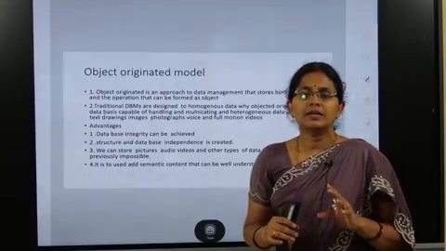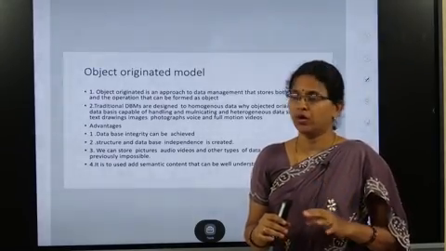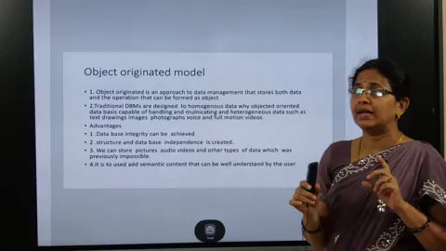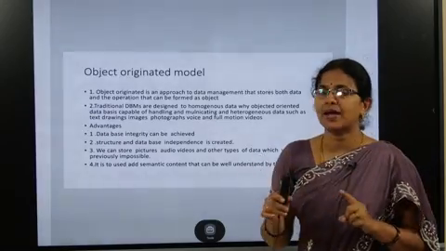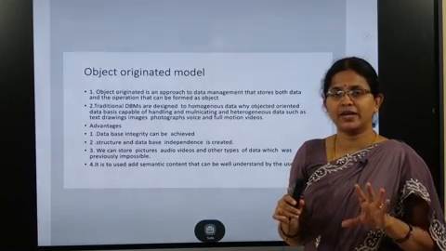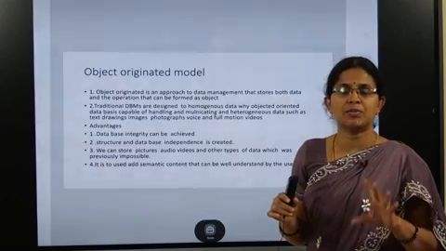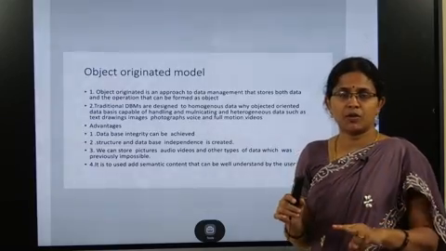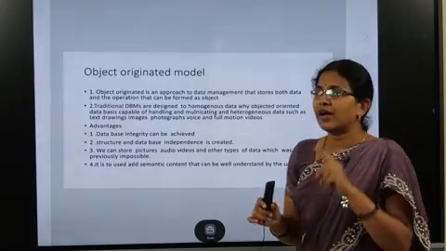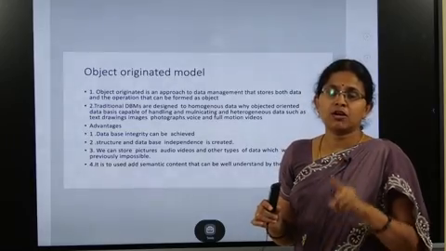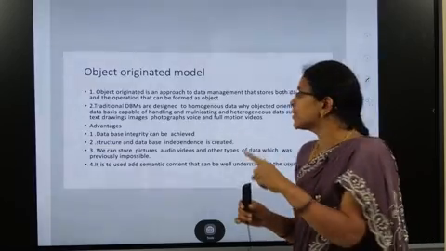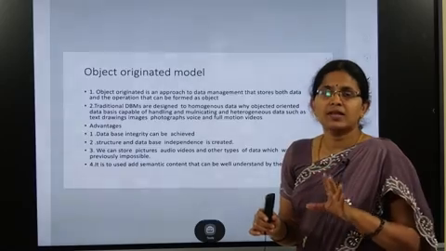Next third model, that is object oriented model. So it is an approach to data management that stores both data and operations that can be formed as an object. Up to now we had seen only relationships and how we can state the relationship among different entities by using the hierarchical model and network model. But when you come to the object oriented model, here we are defining both data and its operation, because object is one which specifies the data and also its operations based upon the data management.